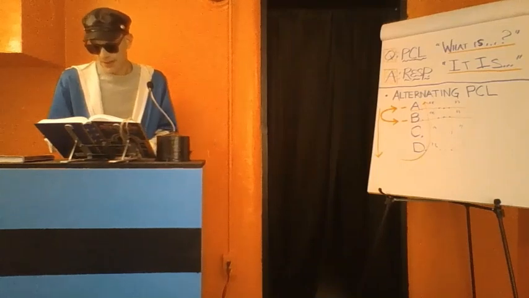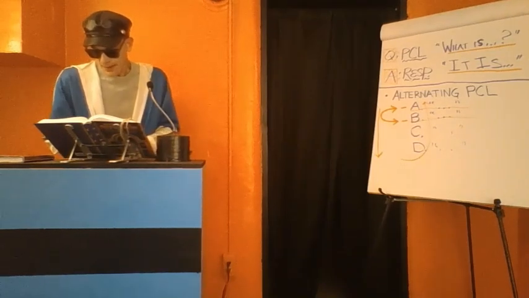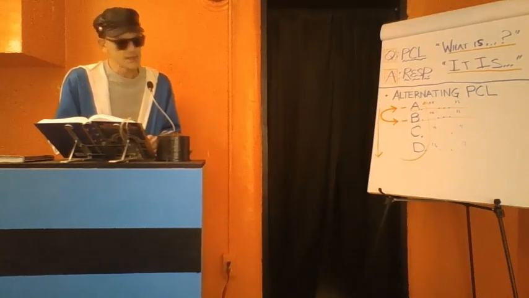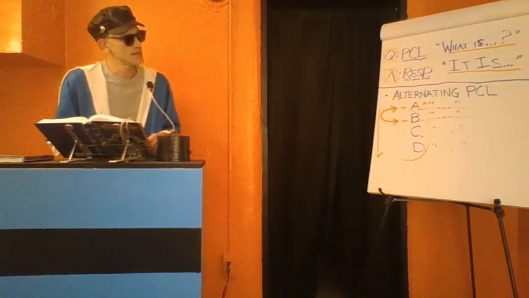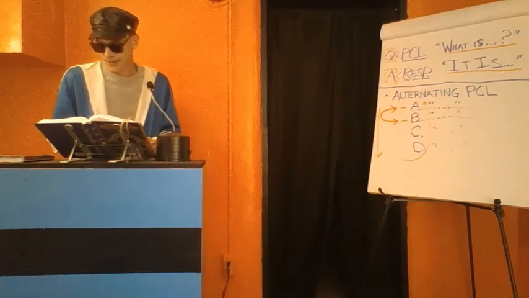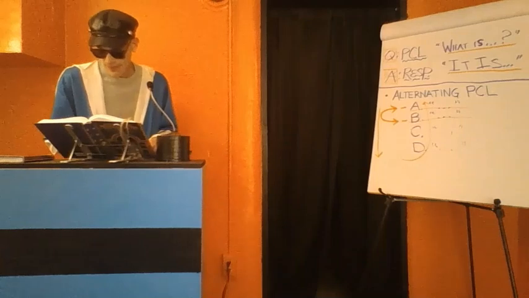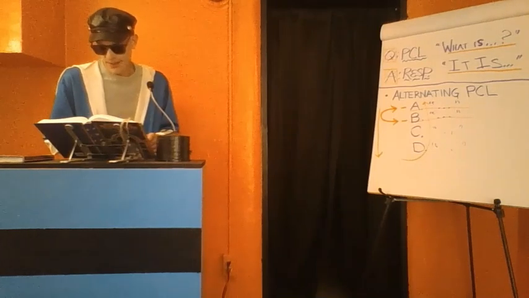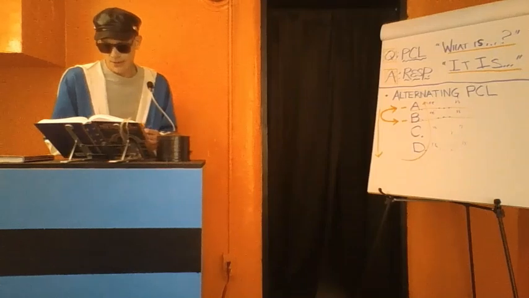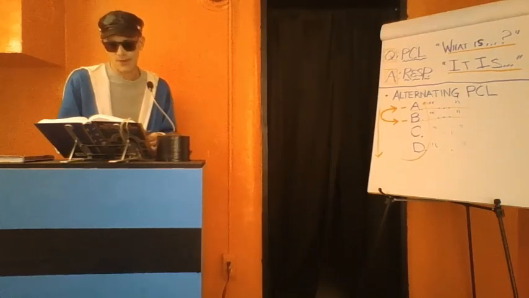So in the final example here, for each PCL, you'll think about something and then list what it is. Again, we're practicing the what is and the it is kind of Q&A PCL and response here. And the answers here, they're not as important as the actual practice of maintaining self-determined control over your thoughts.